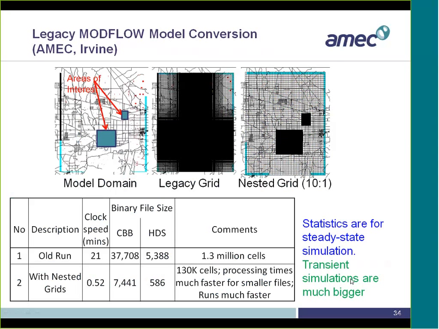The transient simulations are much bigger because we have 45 stress periods, and if we write output right at the end of each stress period, we multiply each of these by 45. Just importing those files takes forever to even look at them. But now, file sizes are just much smaller, and it is much easier to handle.